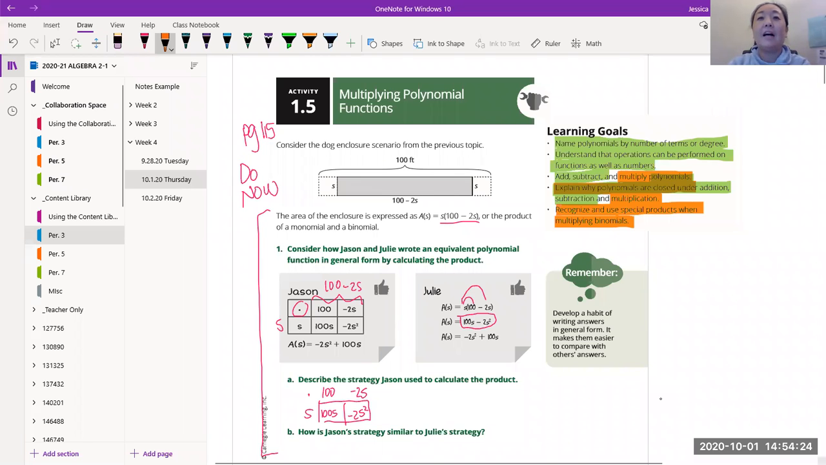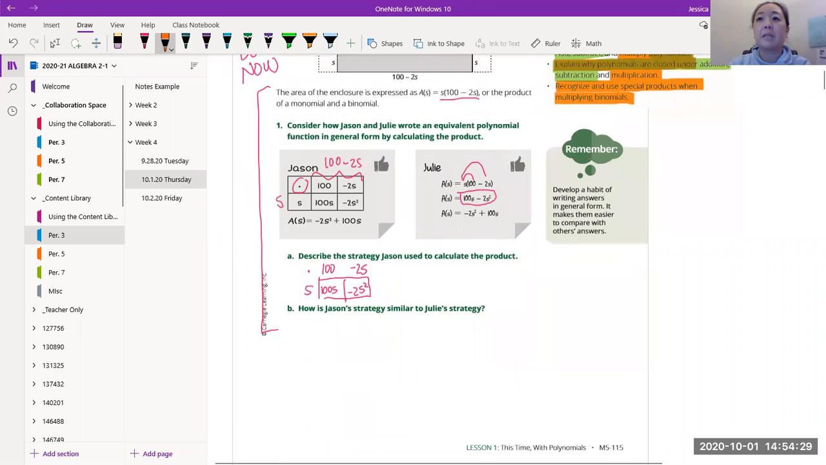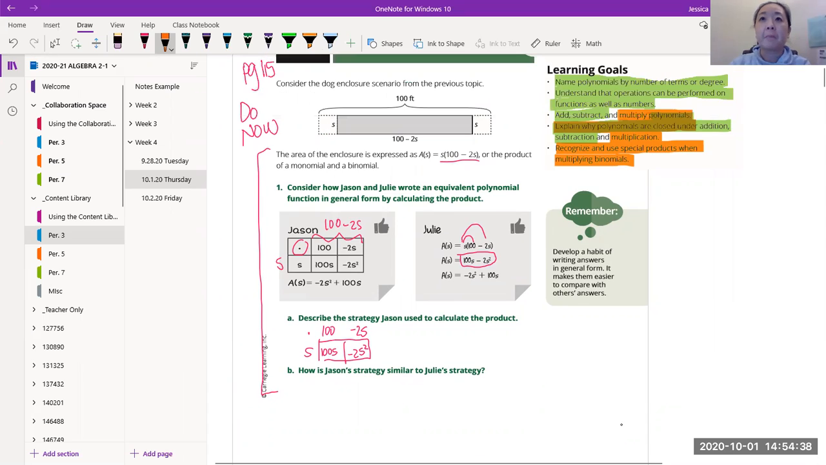Hi, this is for the 1.5. Okay, this is going to be for lesson 1, right? So second topic, second unit, this time with polynomials. It's going to be on page 115.